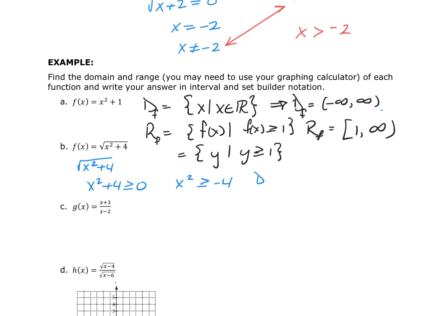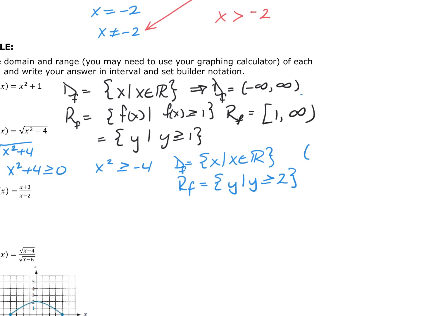So my domain of f will be x such that x is an element of the real numbers, and my range of f is going to be y such that y is, oh, wait a minute. y has some restrictions. My output has some restrictions. So what's the smallest number that can come out? If I put in 0 for x, the smallest number that can come out would be the square root of 4, which is 2. So y is greater than or equal to 2. Interval notation for the domain is negative infinity to infinity, and for the range it is 2 to infinity.